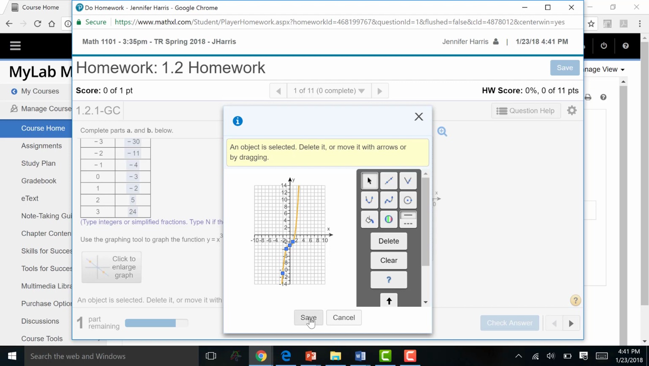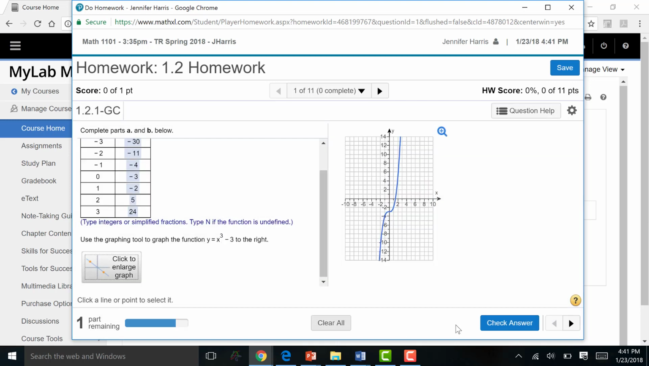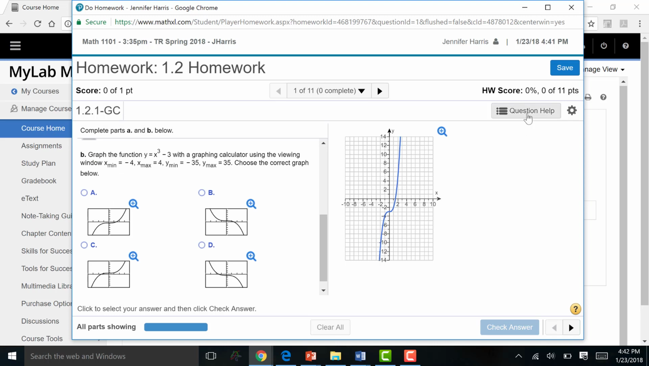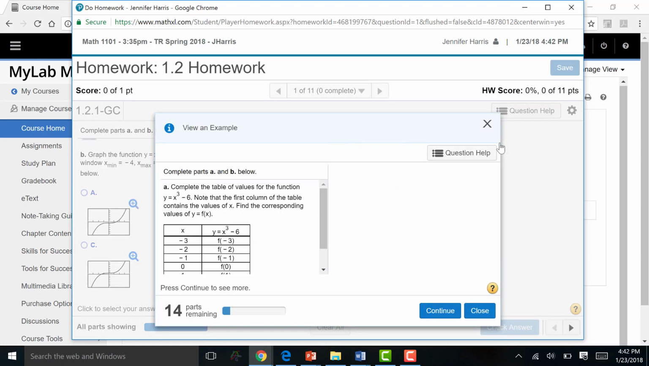Alrighty, so now if we save it and check it to see if it's right. There we go. Now, here's another thing that I didn't show you guys. If you click over here, I've opened this up. Did I tell you guys I've opened this up? Good. So at least you know you can go over here and view an example, and it should walk you through what to do.